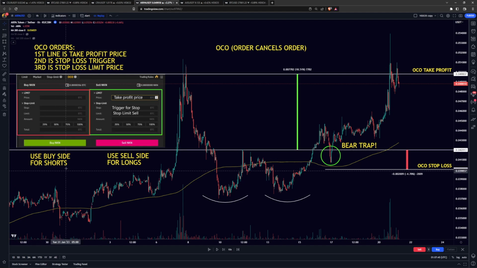You'd use the buy side if you were shorting the market, and you use the sell side if you're going long.